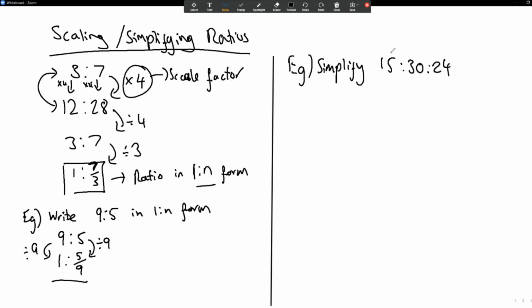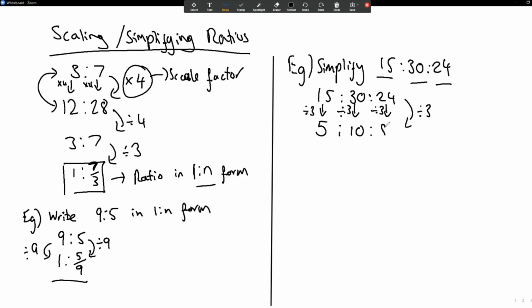Now, what we can say is this isn't in its simplest form because each of these are divisible by 3. So what we can do is divide this ratio by 3 to get it into its simplest form. So divide by 3, divide by 3, divide by 3. Or you can just write a simple divide by 3, as long as you realize you're dividing everything by 3. So we'll get 5 to 10 to 8.